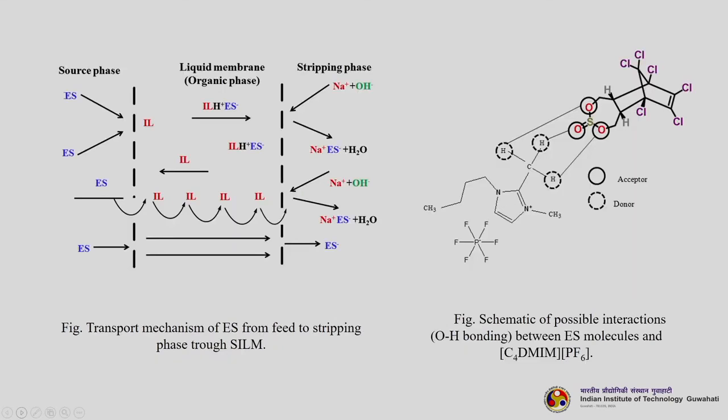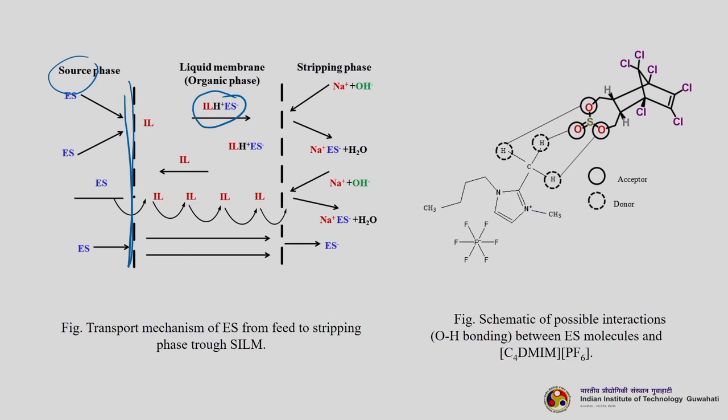So, this is the mechanism of what is happening. This is one type of carrier-mediated transport; you can call it facilitated transport. Here the ionic liquid groups are behaving as a carrier. The endosulfan, which is negatively charged, comes and sits on the membrane and feed interface, then diffuses to the membrane phase and binds to the ionic liquid phase. So, you will get ILH plus ES minus.